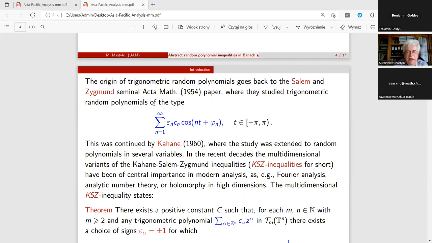In a famous paper published in 1954, Salem and Zygmund considered trigonometric polynomials of the following form. As you can see, this is a sequence of random variables, in fact the Rademacher sequence. Then Kahane in 1960 extended the results they obtained to the multidimensional case. And now in the literature, we speak about the famous Kahane, Salem, Zygmund inequalities. Later on, I will say KSZ inequalities for short.